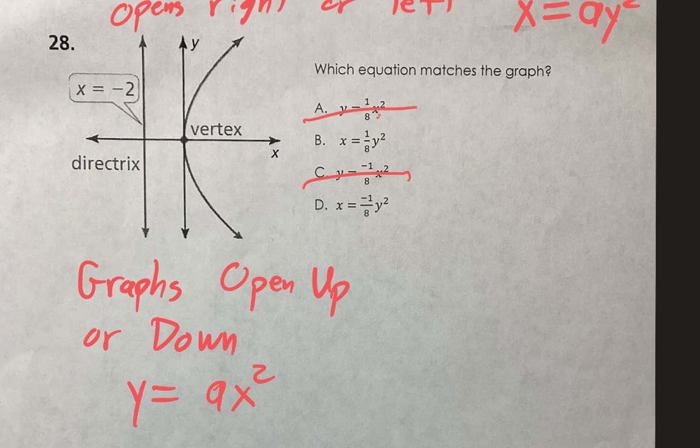Now, let's take a look and see. If I open to the right, I'm going to have a positive a value. If I open to the left, I'm going to have a negative a value. Which way is my graph opening? It's opening to the right. So I need to have a positive a value. This right here actually is my answer. And because that's opening to the left, I can eliminate D as well. Okay, so let me erase the bad answers. But that's how I eliminated 3 of my 4 answers and picked my correct answer.